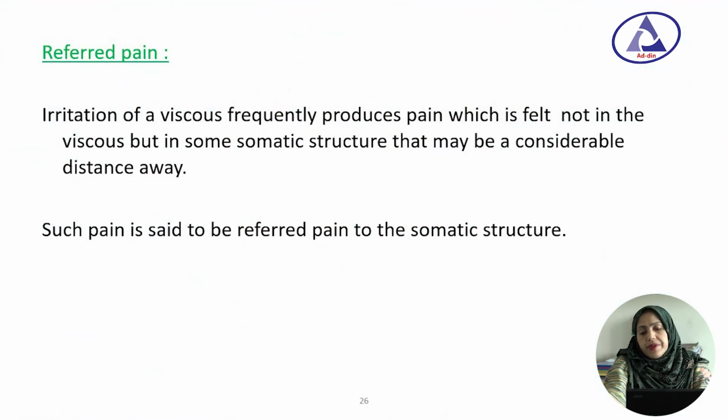And what is referred pain? Referred pain is when irritation of a viscus frequently produces pain which is felt not in the viscus but in some somatic structure that may be a considerable distance away. Such pain is said to be referred pain into the somatic structure.